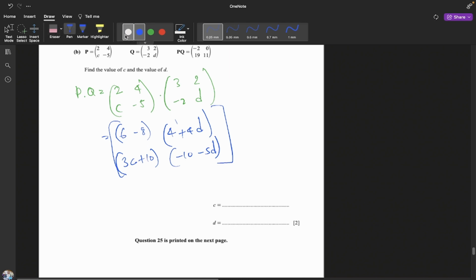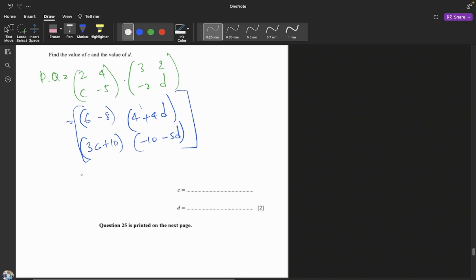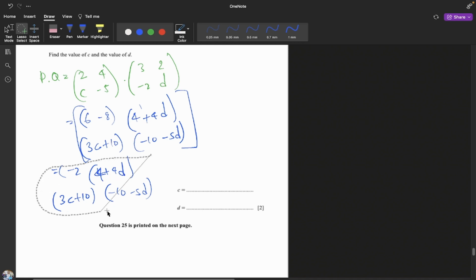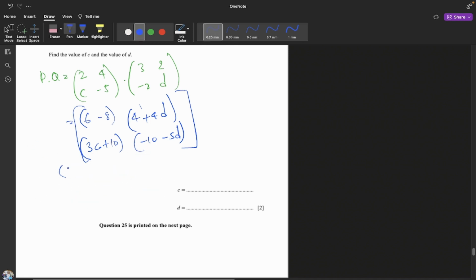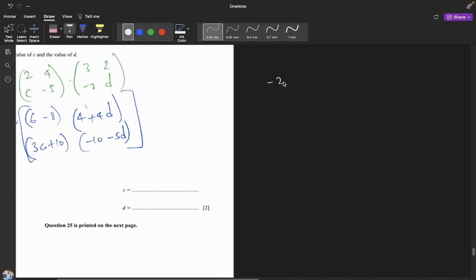They have given a product. So I can write, first of all, you can solve this. It's minus 2, 4 plus 4D, 3C plus 10, minus 10 minus 5D. I'll write it neatly. It's minus 2, 4 plus 4D, 3C plus 10, minus 10 minus 5D.